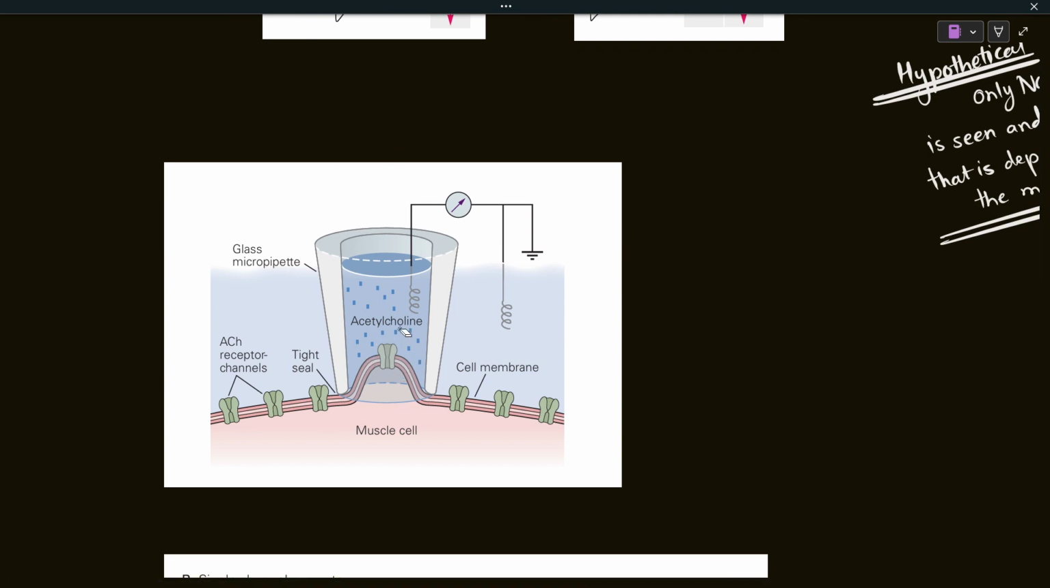Now we are going to see the experiments that were done by Erwin Neher and Bert Sakmann. They did those experiments in 1976, and they made some inferences. So let's first see what kind of experiments they did and what inferences were made by them.